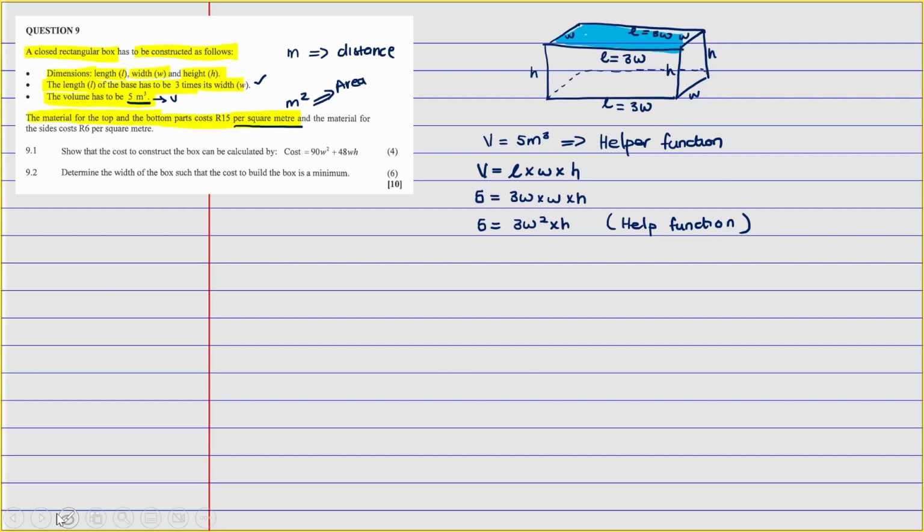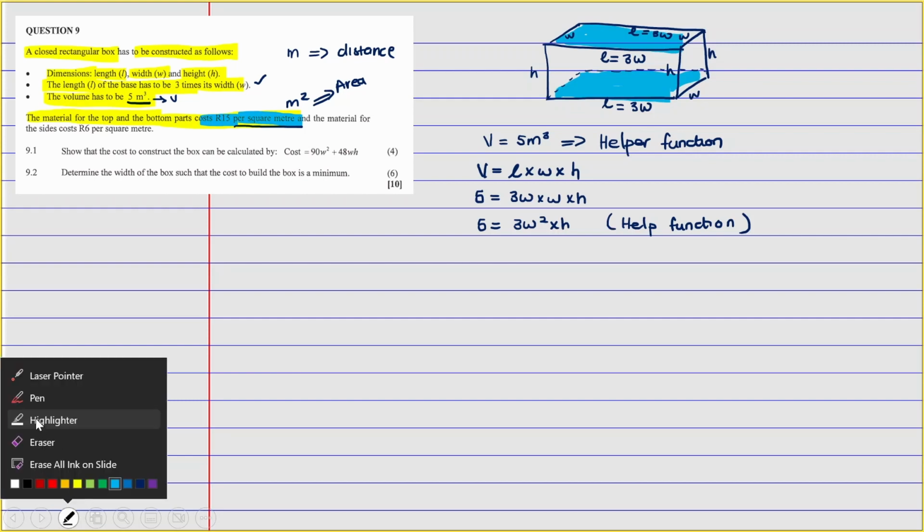Yes. So they say that the top and bottom are going to be equal to 15 Rand. So the cost of the top and bottom area is equal to 15 Rand. I'm going to highlight it so that we know this is for the blue one.